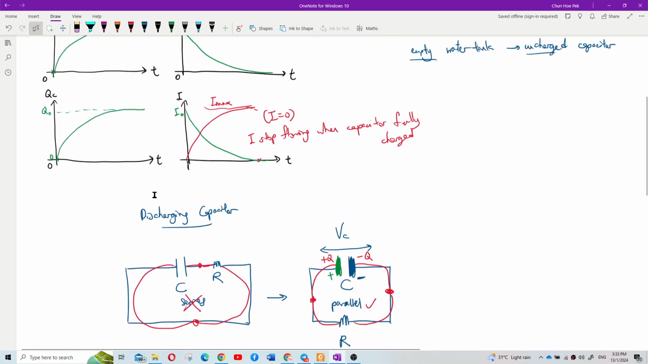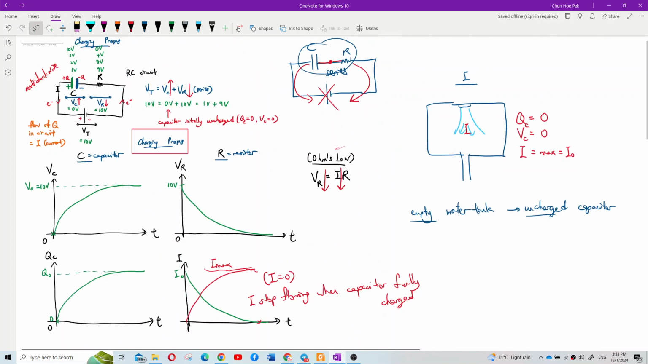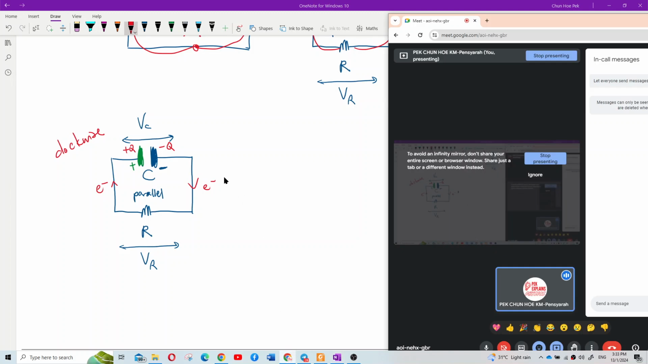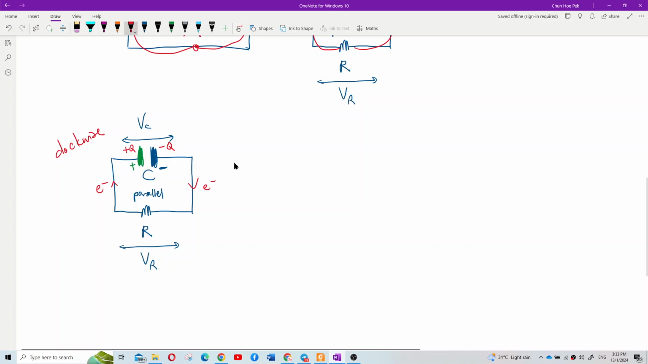Do you see that? Before, the electron was anti-clockwise, now the electron is clockwise. So it has changed direction. Correct, class? The current has changed direction. Can you see, class? So the current changes direction.